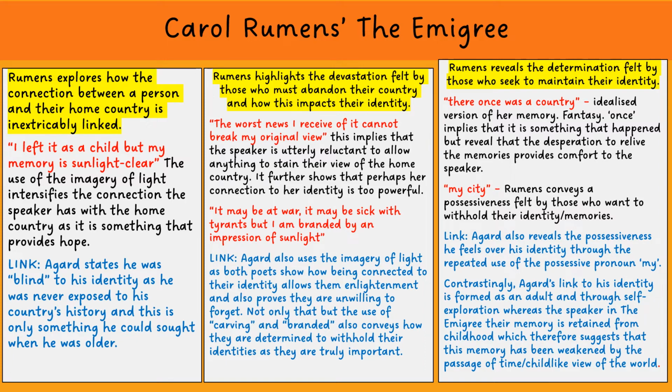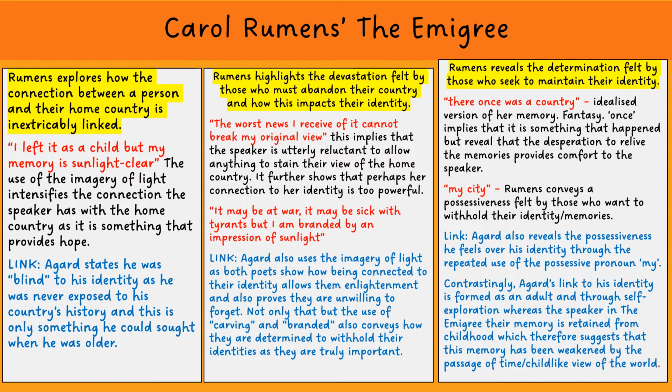And then obviously we've got that really nice link, because we've got the reference to sunlight, we've got that branded, and here we've also linked it to Agard, because he uses the imagery of light in his poem, and it shows how being connected to their identity allows them enlightenment, okay, and also proves that they are unwilling to forget. So just to remind you that the use of imagery of light in Agard's poem is when he says "you sent a beacon." Okay, the beacon is this idea that it's a light source. Not only that, okay, we don't even stop there.